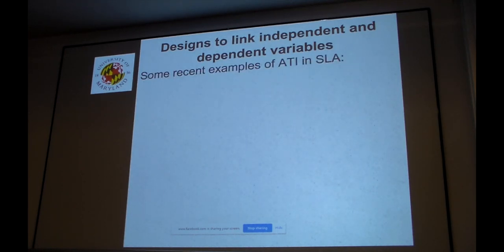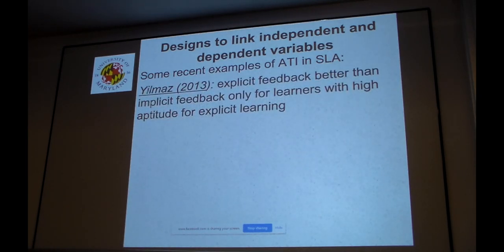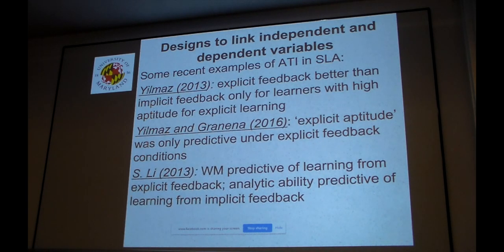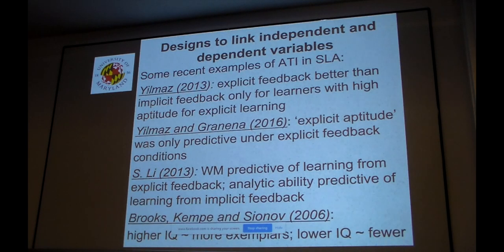Some recent examples of ATI research in SLA, there are more and more, so I certainly cannot do anything exhaustive here. A couple of really interesting ones: Yilmaz showing that explicit feedback is better than implicit feedback only for learners with high aptitude for explicit learning. Not very surprising. Yilmaz and Granena, explicit aptitude was only predictive under explicit feedback conditions. Xiaofeng Li, working memory was predictive of learning from explicit feedback, and analytic ability predictive for learning from implicit feedback. Brooks, Tempe, and Sihanouk looked at higher IQ being more compatible with more exemplars of a theory, lower IQ with fewer exemplars in the training phase.